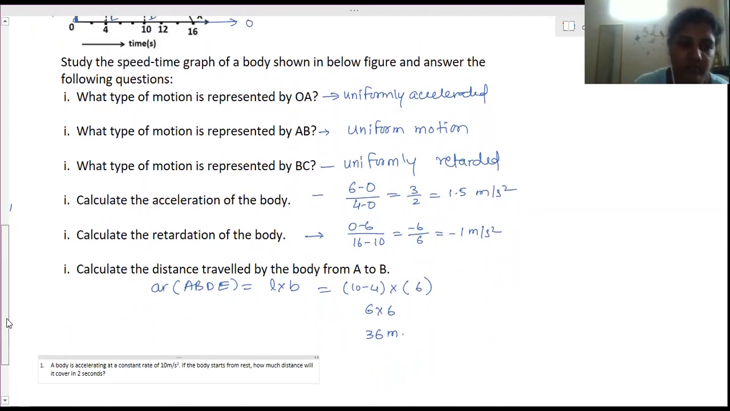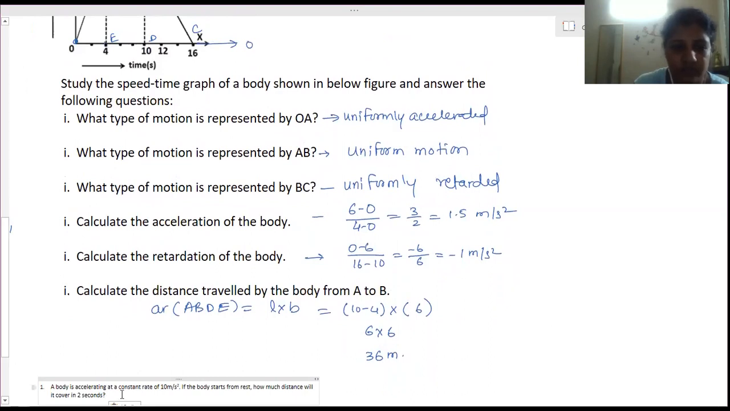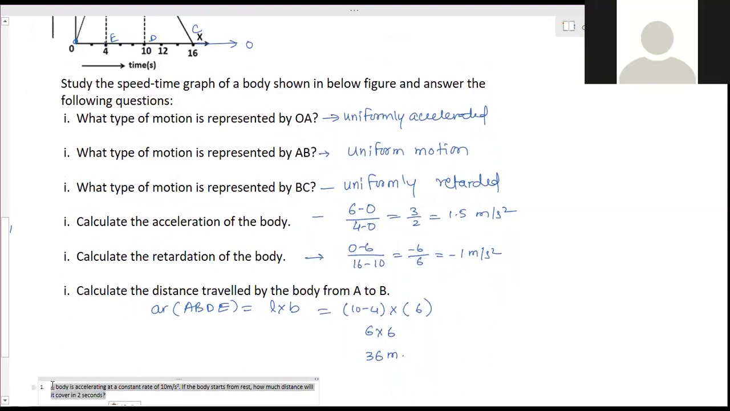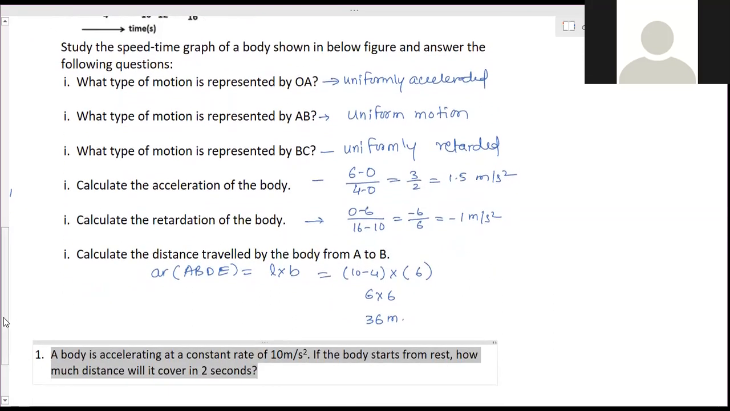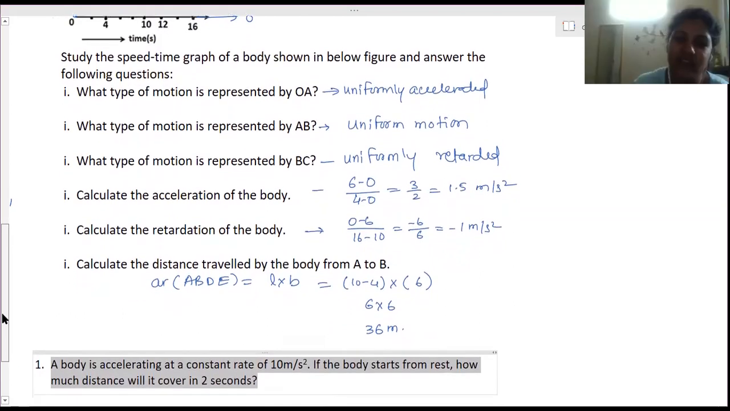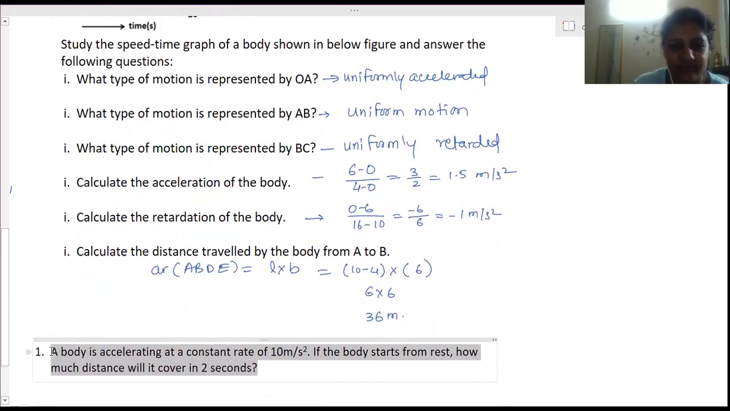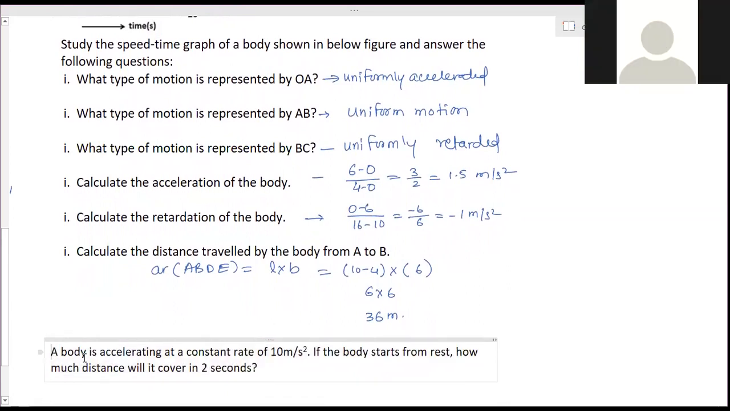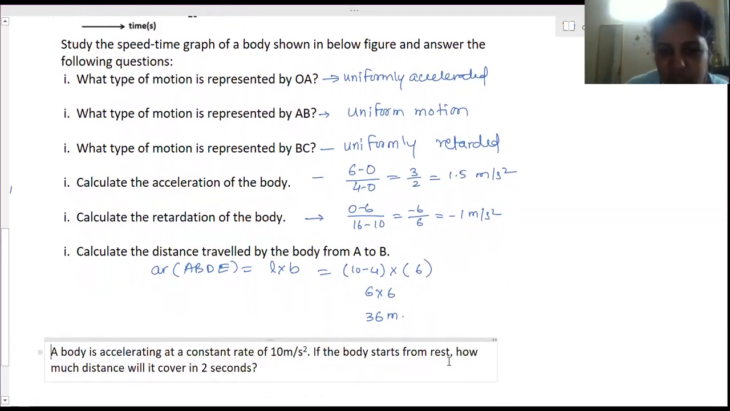Yes, Tejasvi. Ma'am, I have a doubt. We calculated the area, so shouldn't it be in meter square, 36 meter square? No, we have calculated the distance covered, so therefore it is meters. Oh, okay. Thank you, ma'am. It should be in meters.